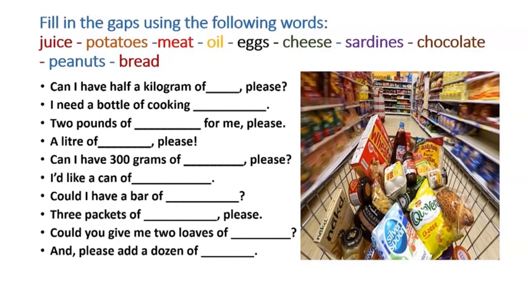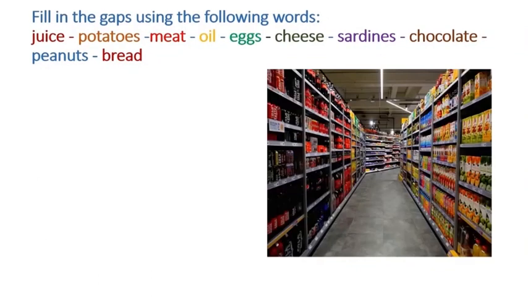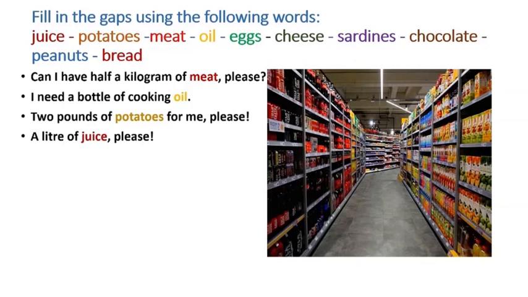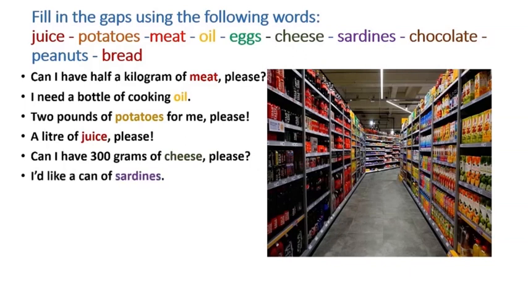Are you ready to check the exercise? Okay. Can I have half a kilogram of meat, please? Here, cheese or potatoes are also possible. I need a bottle of cooking oil. 2 pounds of potatoes for me, please. A liter of juice, please. Can I have 300 grams of cheese, please? I'd like a can of sardines.